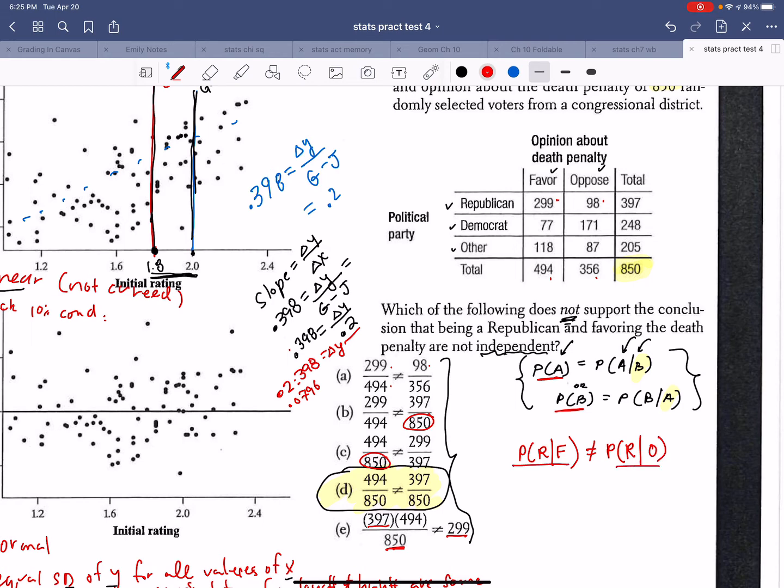It's kind of like saying green eyes given you're a female, green eyes given you're a male. If those are equal, that would show independence. Because they're not equal, that helps prove that they're not independent. So we will not pick A.